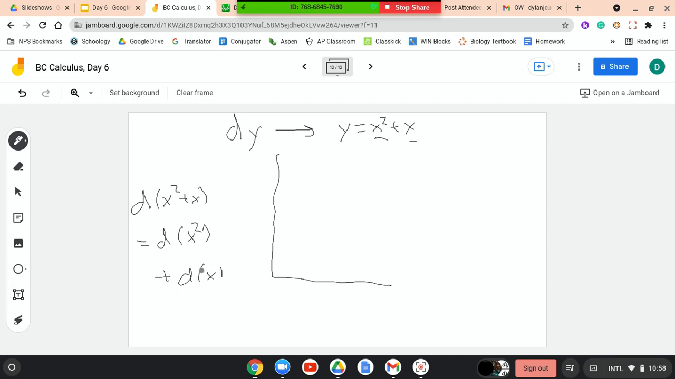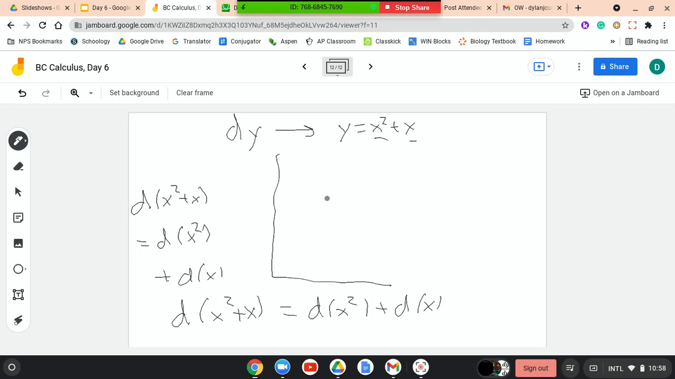All right, I'll assume we're all good. So I could write that d(x squared plus x) equals d(x squared) plus dx. A tiny change in this function is equal to whatever the tiny change to this is plus whatever the tiny change to this is, because this function is just this function plus this function. Does that make sense?